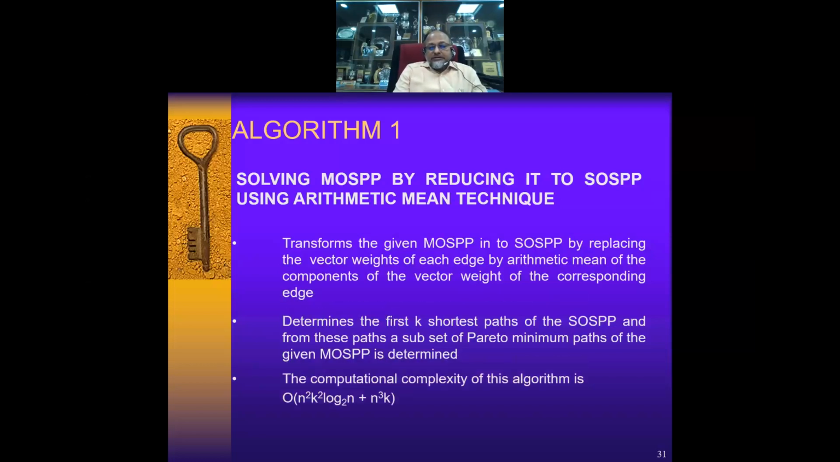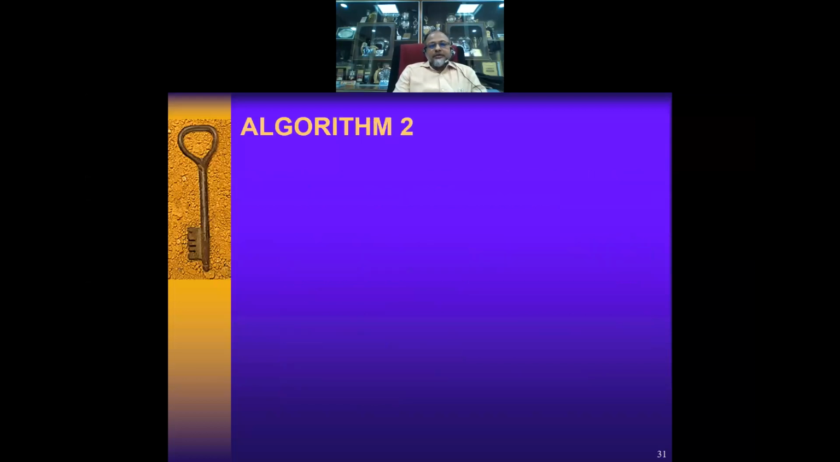And the very important thing is that the computational complexity is polynomial time, that is order of n square into k square into log n plus n power 3 into k.